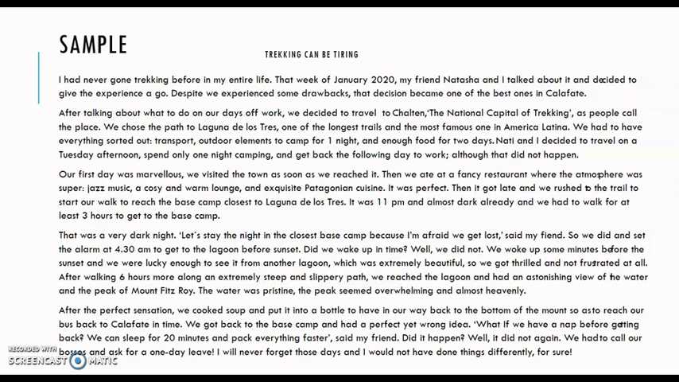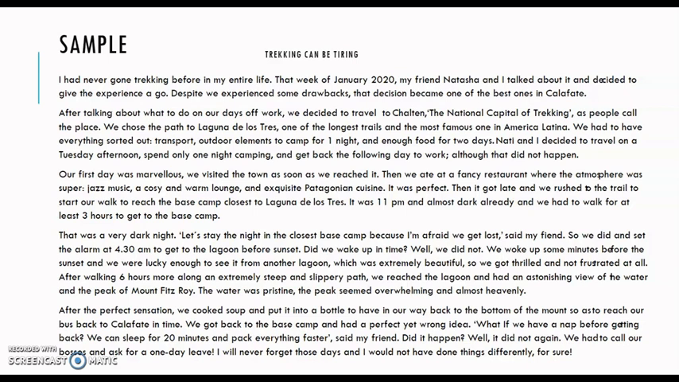Let's see. I had never gone trekking before in my entire life. I think that's catchy. That week of January 2020, my friend Natasha and I talked about it and decided to give the experience a go. Although we experienced some drawbacks, that decision became one of the best ones in Calafate. So the thesis statement is the last sentence of the introduction. We can see that there are going to be some drawbacks or possible problems, but then the end can be very, very happy because it was one of the best choices or decisions we made in Calafate.